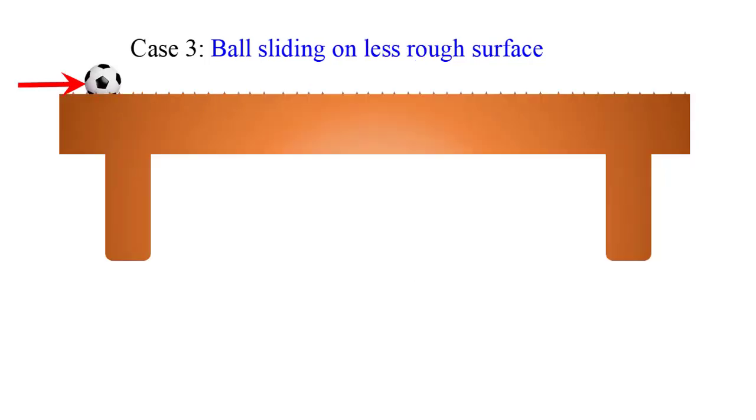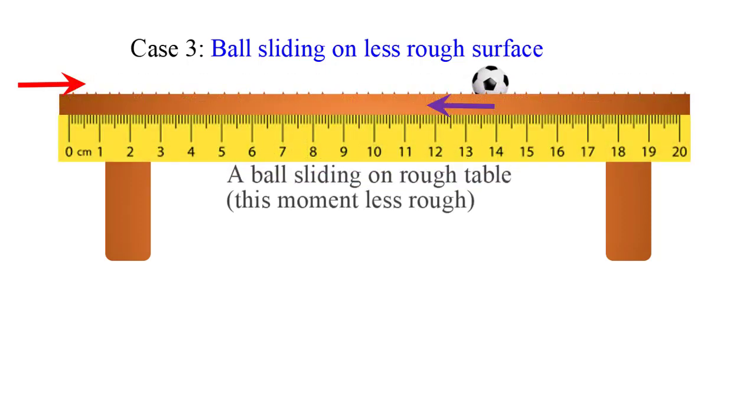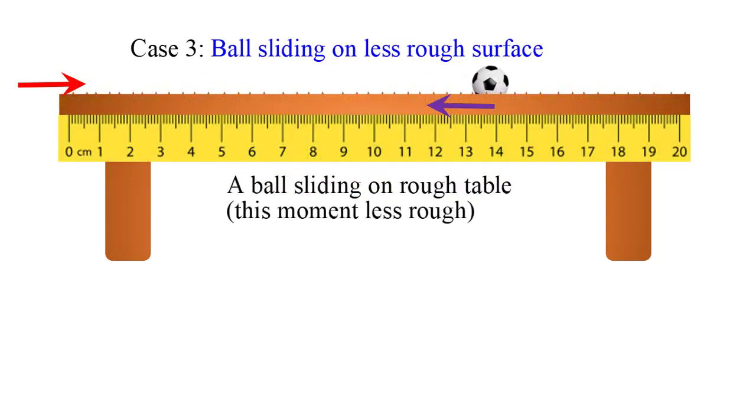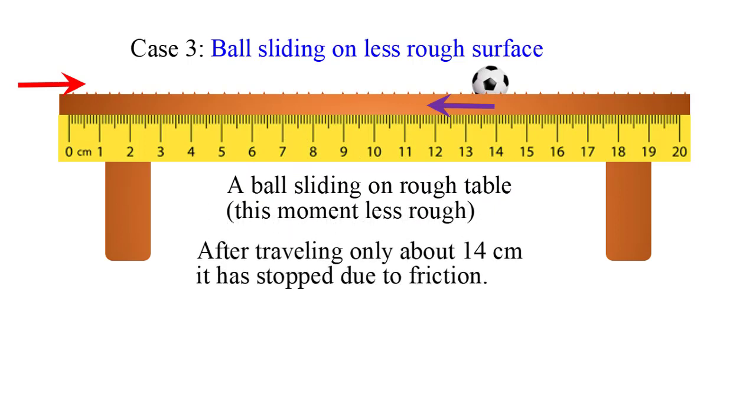Let us see the third case. Now, the surface is still rough, but the roughness has decreased. It is less rough than the previous case, so the ball could travel a little further than in the first case. A ball sliding on a rough table that is less rough than before, after traveling about 14 centimeters, has now stopped due to friction. At least it has traveled twice as far as before.